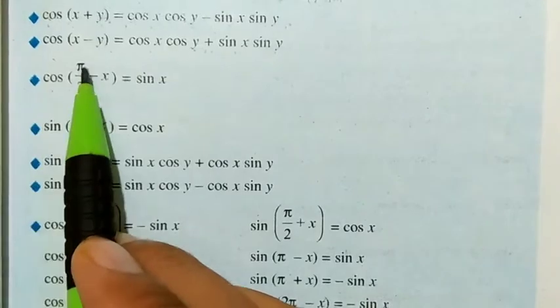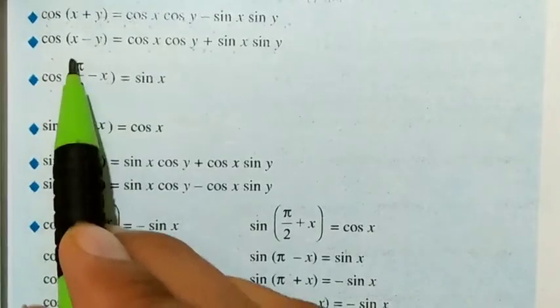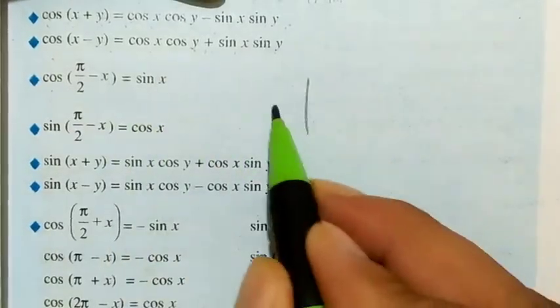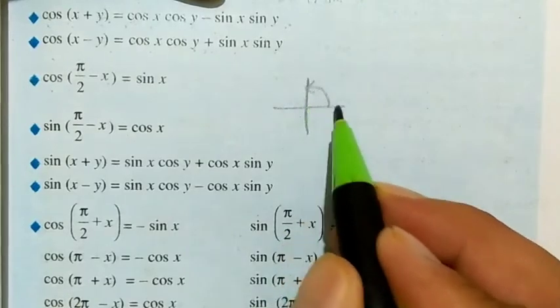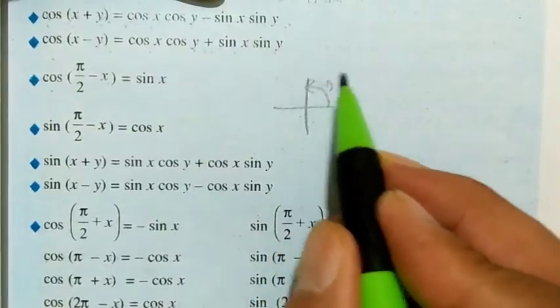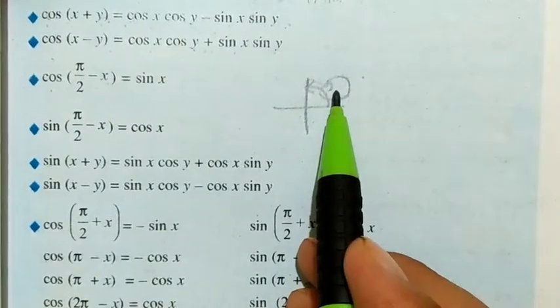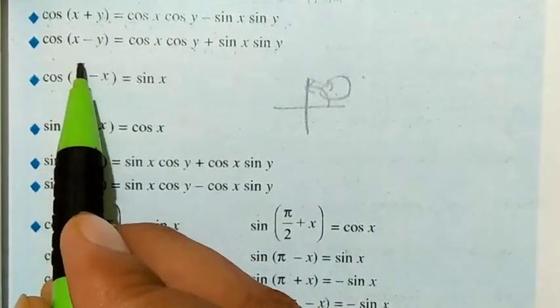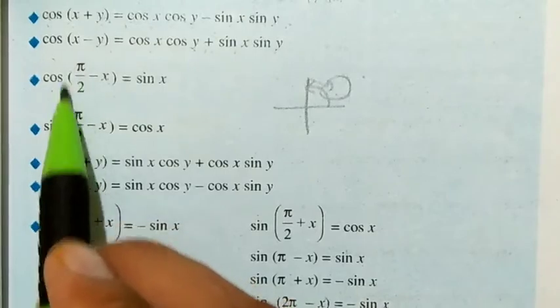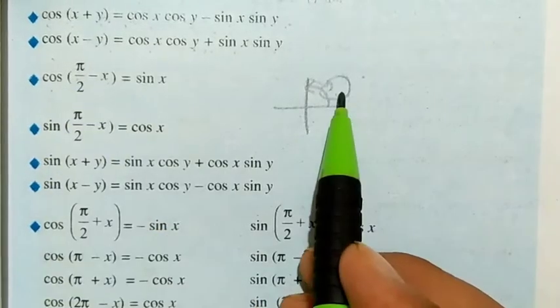So cos of pi by 2 minus x, pi by 2 minus x is in which quadrant? Pi by 2 means 90, minus x means it is in the first quadrant. In the first quadrant everything is positive, but the name changes. When the angles are pi by 2, 3 pi by 2, 5 pi by 2, these types of angles, at that time the name changes.